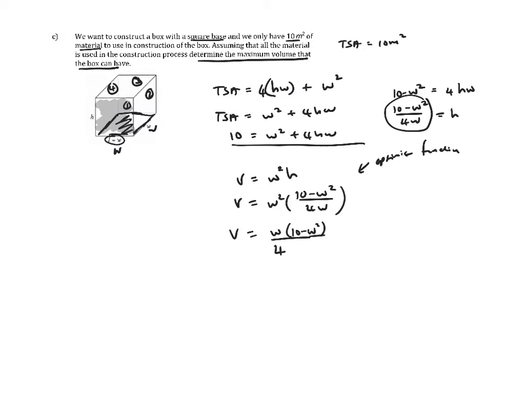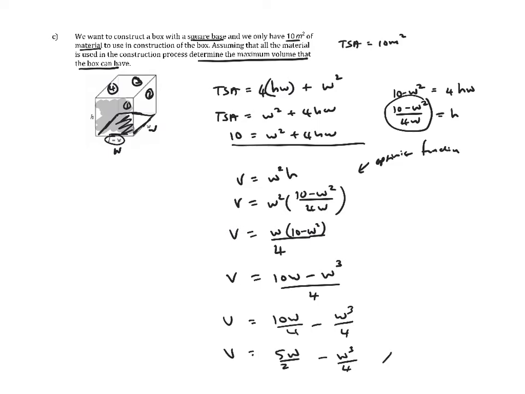Hopefully that makes sense, yeah? So we just divide W squared by W, and what we've got then is 10W minus W cubed over 4. If you want to split those terms, that's 10W over 4 minus W cubed over 4. That just makes it a bit easier if we're going to find the derivative a bit later. So that is 5 over 2W minus W cubed over 4. Okay, so that's our optimized function.